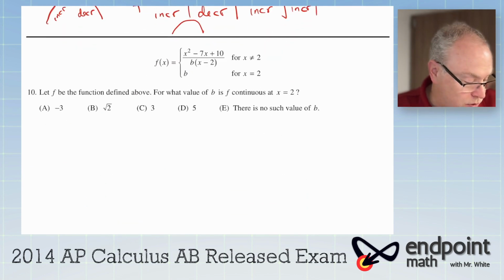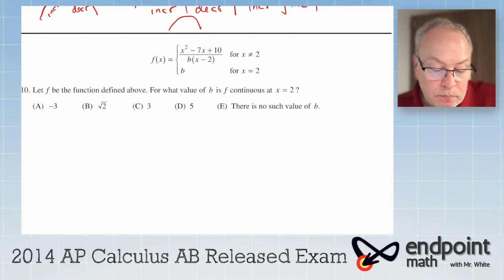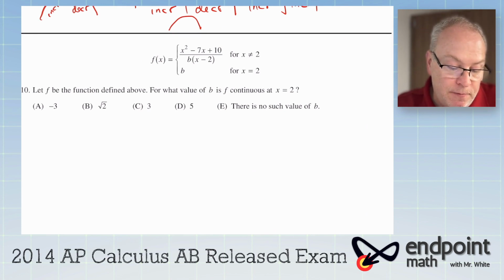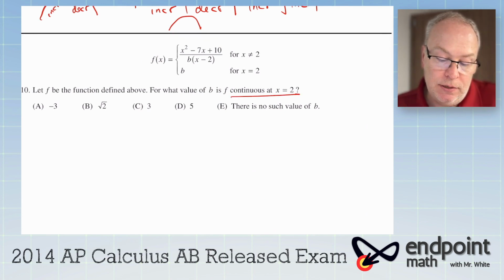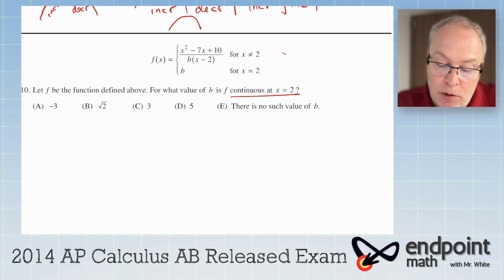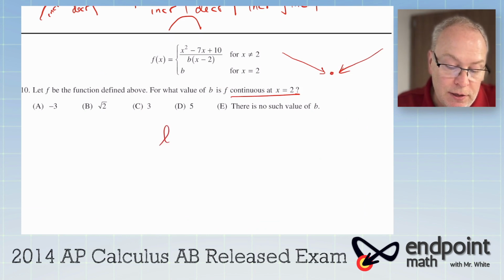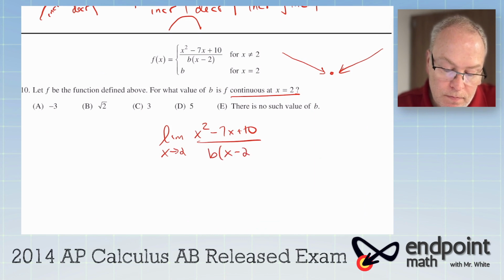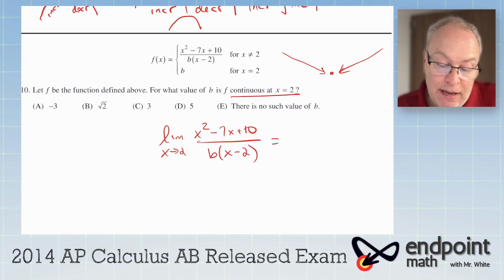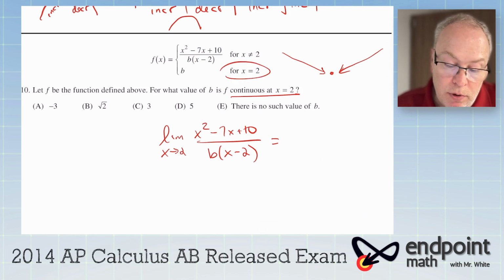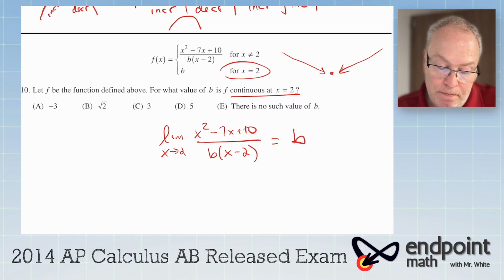All right, on this last one, this is an interesting question. It says we want this function to be continuous. All right, in order to be continuous, our limits have to be approaching left and right, and we have to be there also. Okay, so the limit as x approaches 2 on this thing right here has to equal where we really are at x equals 2, which is b.